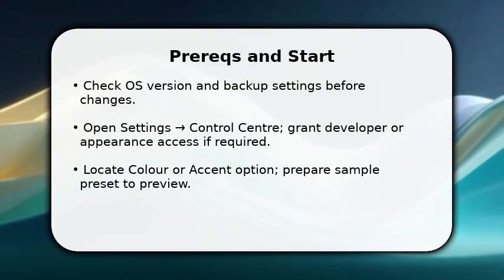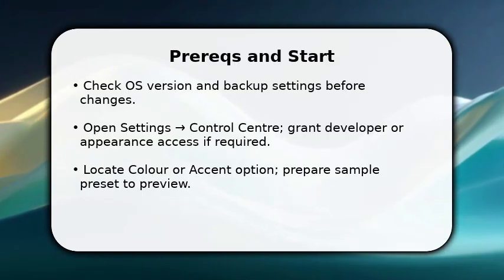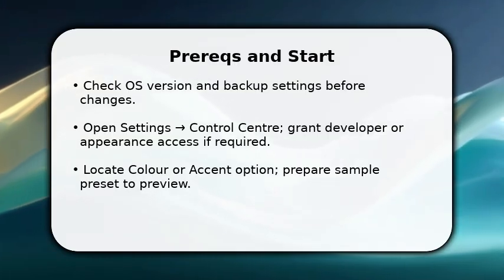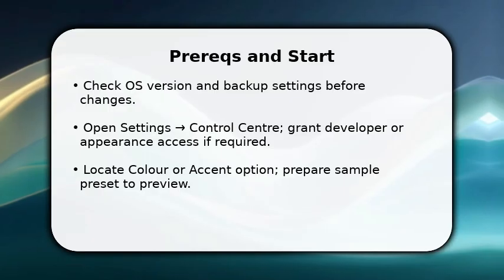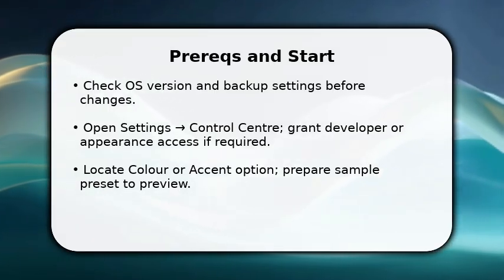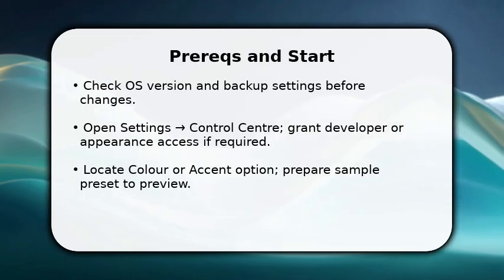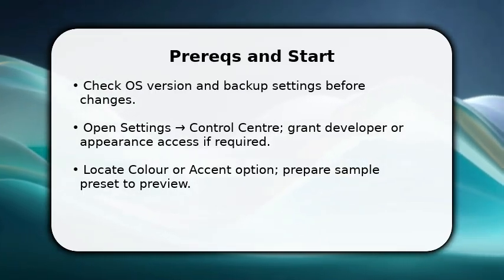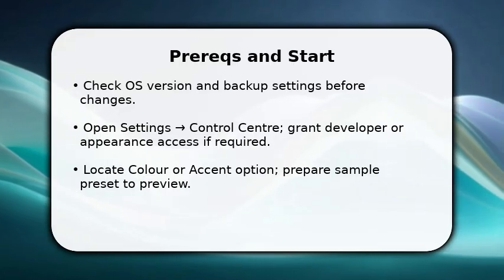You need two things up front: the correct OS build and a safe settings backup. Once those are confirmed, open Settings and go straight to Control Center. Make sure you have Appearance or Developer Access enabled so color options appear. Now locate the Color or Accent section. This is where changes happen.